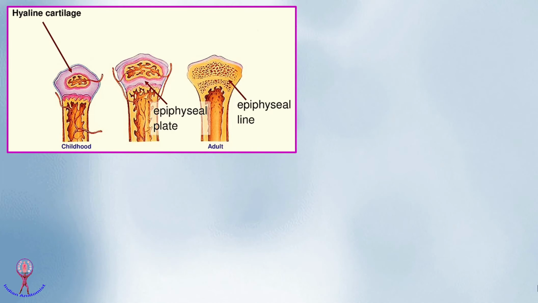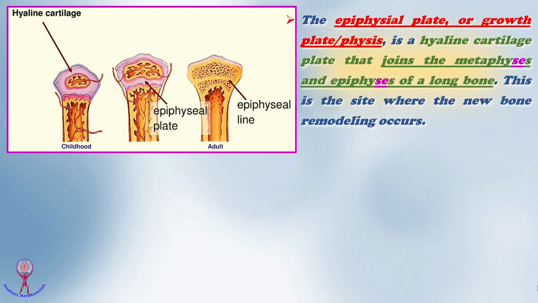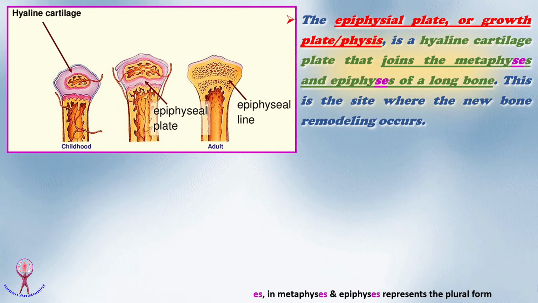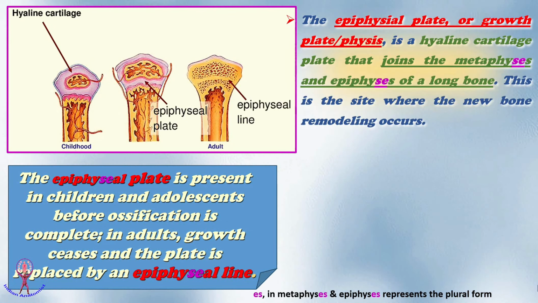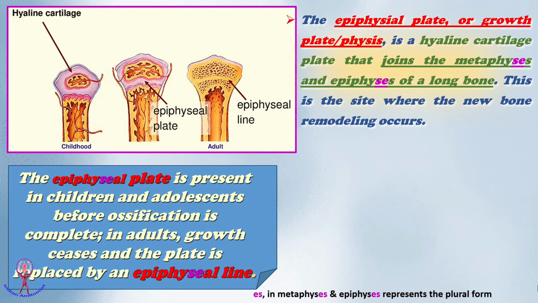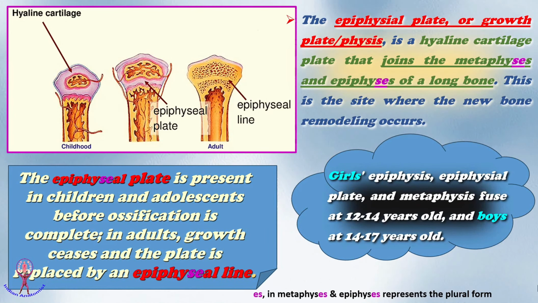The epiphyseal plate is present in children and adolescents, before the ossification of long bone. In adults, growth ceases, and the plate is replaced by an epiphyseal line. The epiphyseal plate, or growth plate, or simply, physis, is a hyaline cartilage plate that joins the metaphyses and epiphyses of a long bone. This is the site where the new bone remodeling occurs.